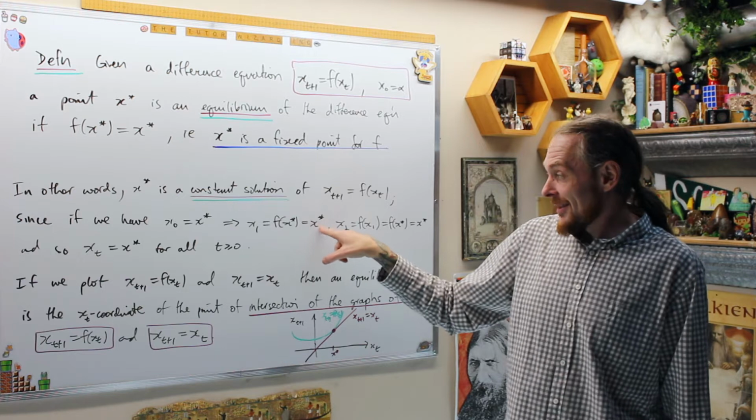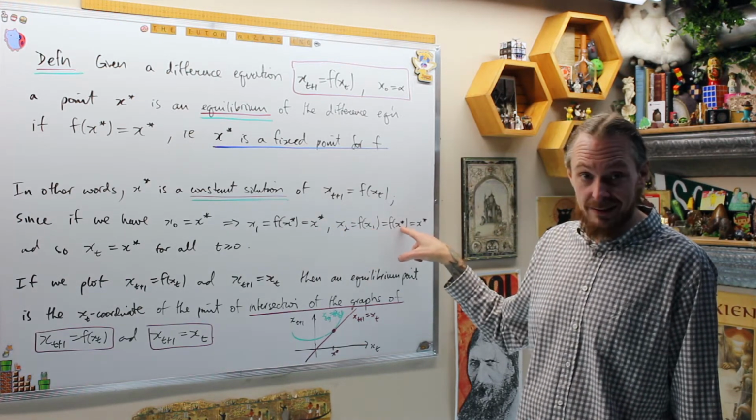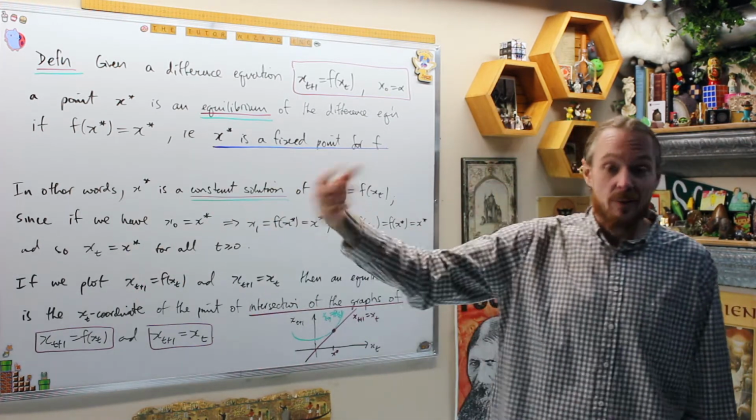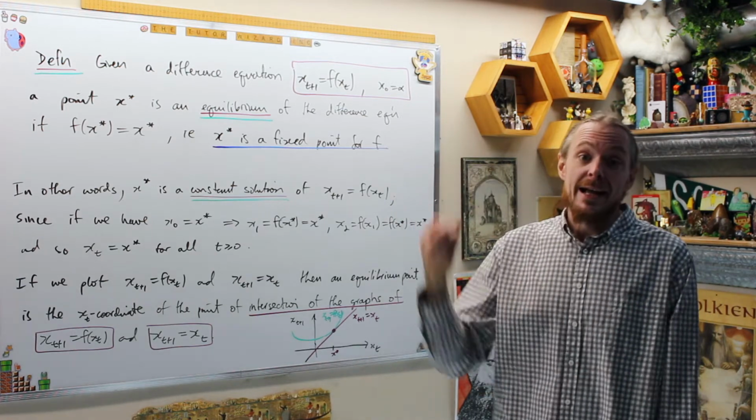So then f1 is x star, and then f2 is going to be f of x1, but we know x1 was x star, and that's f of x star, which is x star, and so f of t is going to be x star for everyone, so it's not going to change. So there's no change in this dynamical system, and this is why we're going to call it an equilibrium or steady state point.